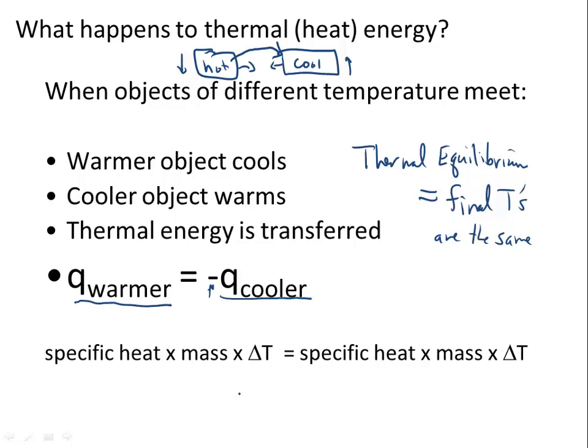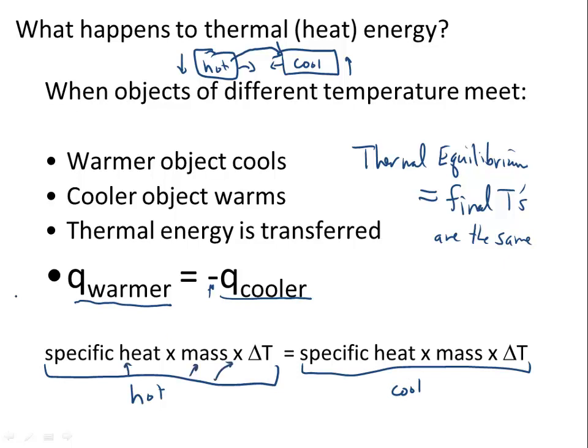So therefore, the specific heat times the mass times temperature change for the warm object, the hot object, is equal to the specific heat times the mass times temperature change for the cool object. When you do this, you have to use the numbers associated with each object: the hot object's specific heat, mass, and temperature change, and the cool object's specific heat, mass, and temperature change. There's a lot of convention you can do with this negative sign. My advice, just ignore it, make sure all these values are positive, and you'll end up with the right answer.